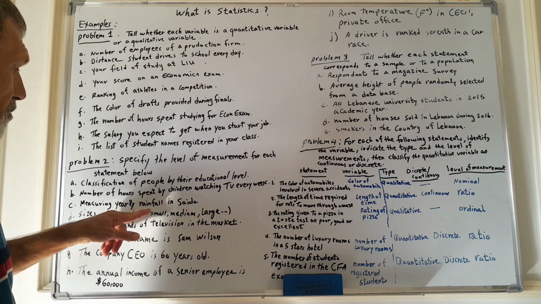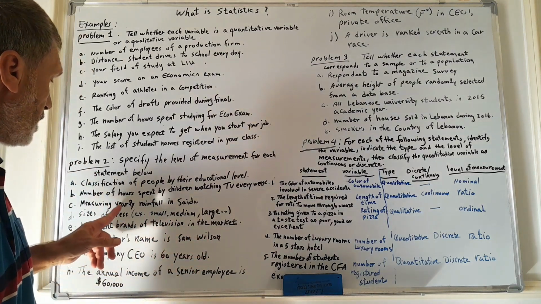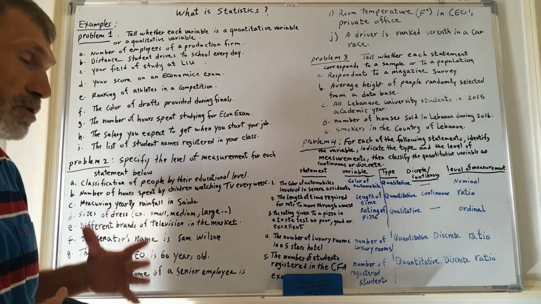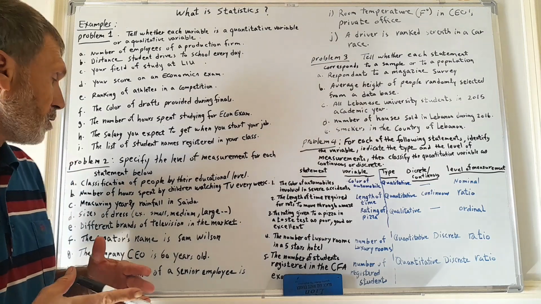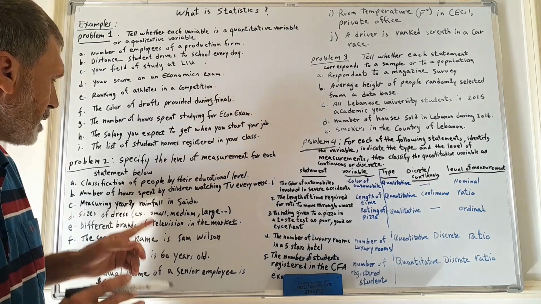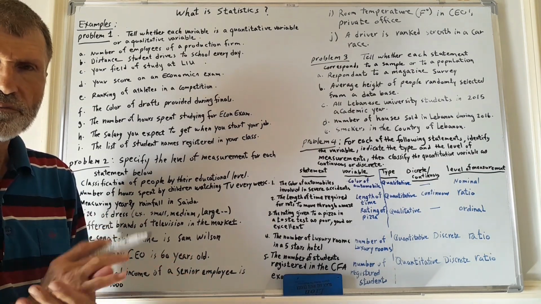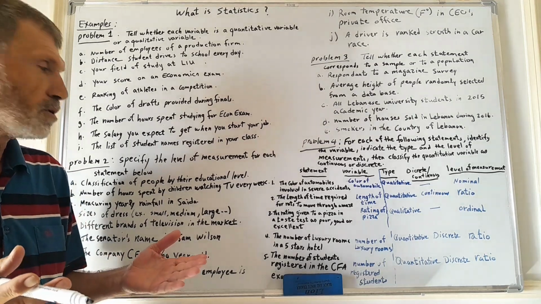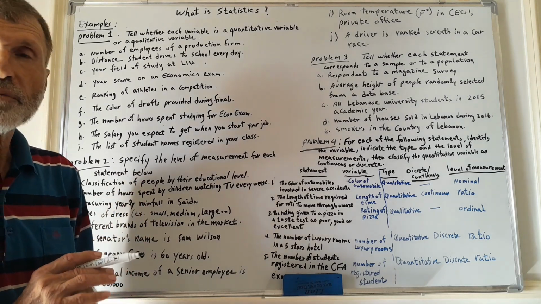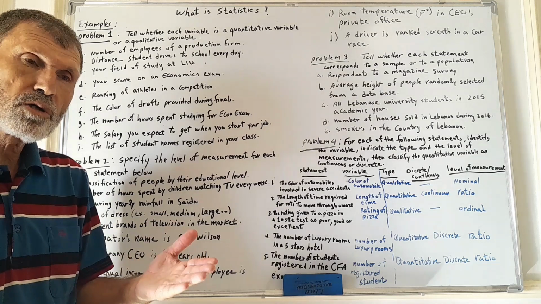Measuring yearly rainfall in Saida. Well, here we're talking about ratio because, when we measure the rainfall in Saida, we get 0. We get 0 level of rainfall. Or we get some number, could be 10 centimeters or 20 centimeters.